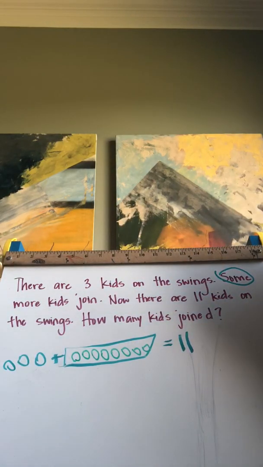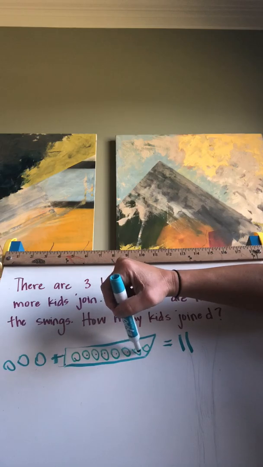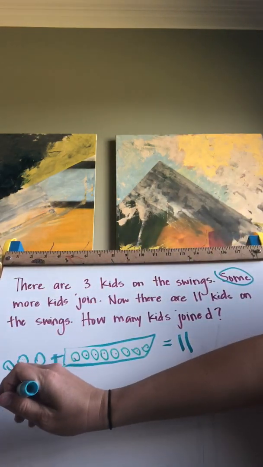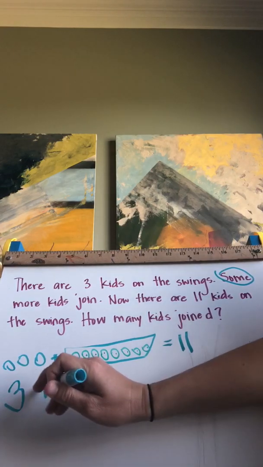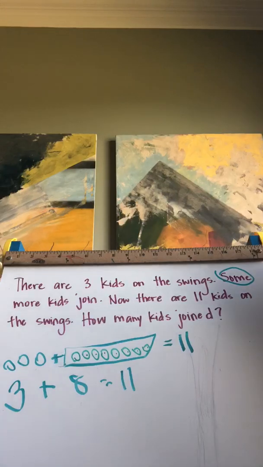So now I have 11 circles and I should be able to tell how many students joined. 1, 2, 3, 4, 5, 6, 7, 8. 8 students joined. So I can make my number sentence that says 3 plus 8 equals 11.